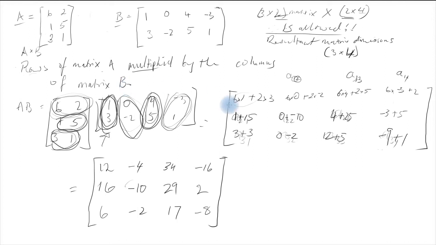Now look at your answer and look at each element. Like this was element 1, 1. So we did the row 1 of the first times column 1 of the second. Okay, that's basically how you always do them, no matter how big and ugly they look or how small and easy they look.